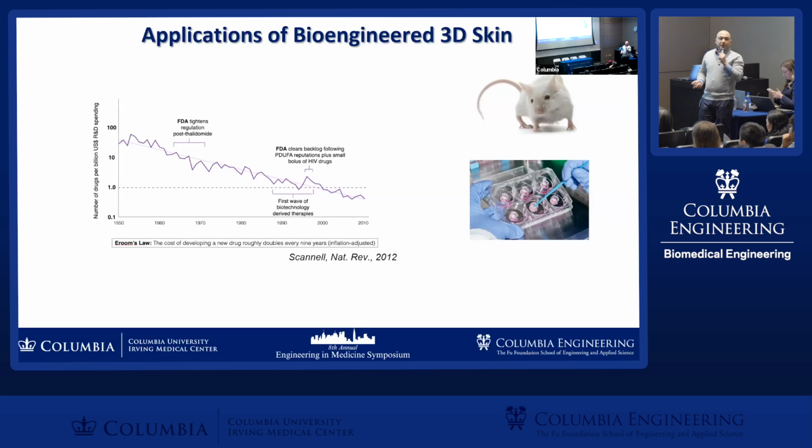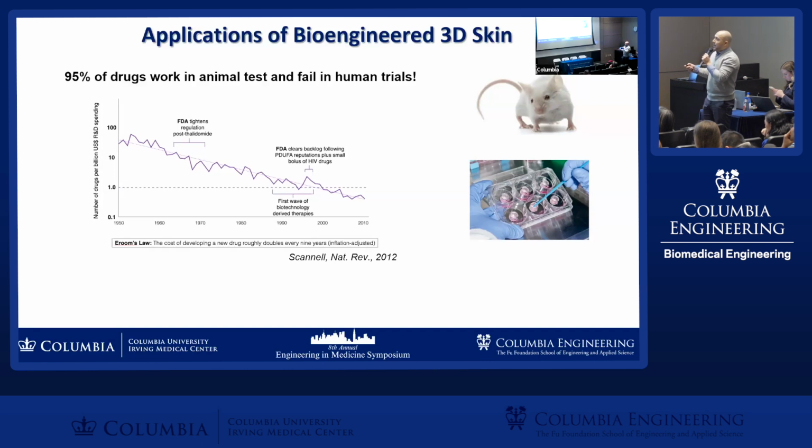So why is bioengineered skin important? One of the major application areas is drug testing and disease modeling. Here I'm showing you the number of drugs discovered per billion US dollars in R&D spending over the course of years. And this sharp decline basically tells us how much more we pay each year to discover drugs. And the reason for this, now we know that 95% of drugs work in early preclinical animal tests, but then fail in later human trials.